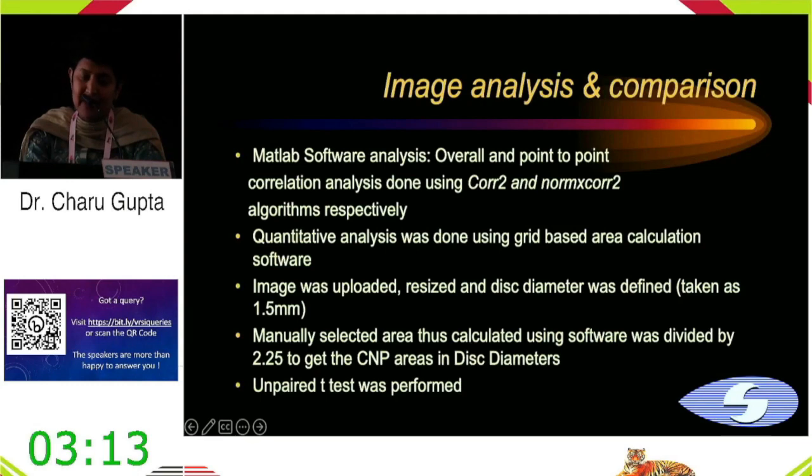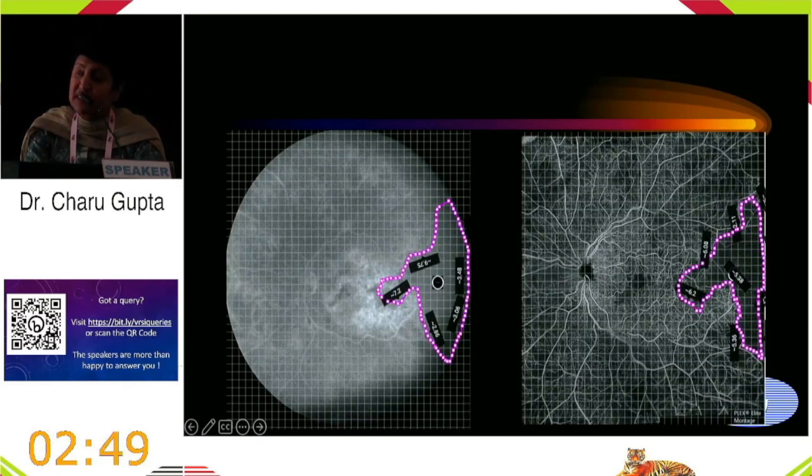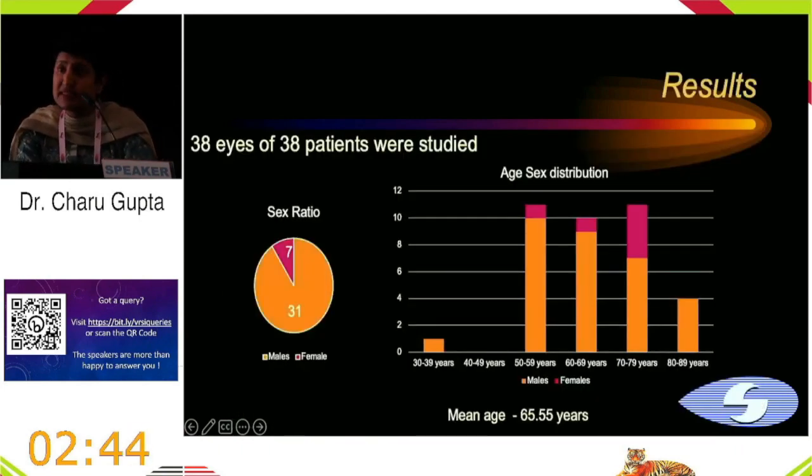With MATLAB, we made sure that the correlation between the fundus angiography and the OCTA images was good, that the quality was good enough to be correlated. Once that was done, the quantitative analysis was done using a grid-based area calculation software. The image was uploaded, resized, and the disc diameter was defined. Manually selected area was thus calculated using software and divided by 2.25 to get the CNP areas. So this is how you manually drew the area.